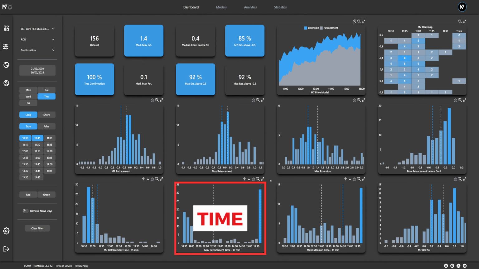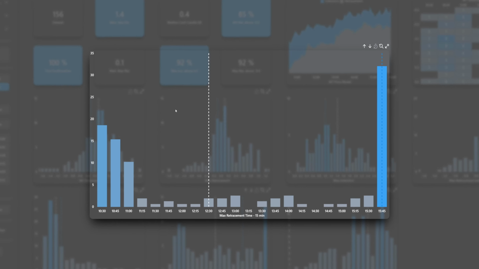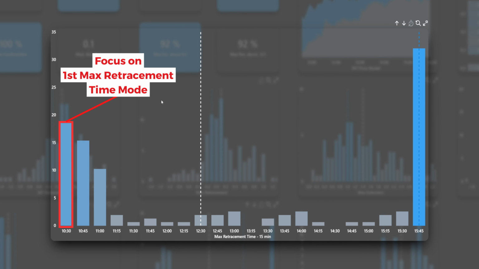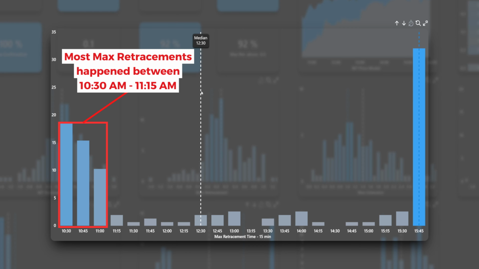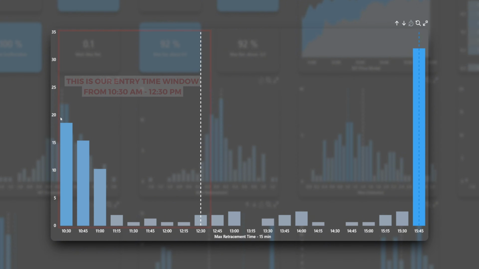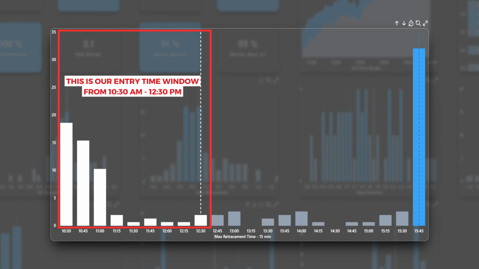For the optimal entry time window, we will be focusing on the first mode from the left of the distribution up until the median time of max retracements. The median time of 12:30 p.m. marks the time where historically 50% of maximum retracements during the session happened. Most of the maximum retracements happened especially between 10:30 to 11:15 a.m. This is also important to note. The mode up until the median time is therefore the time window we want to look for high probability entries.